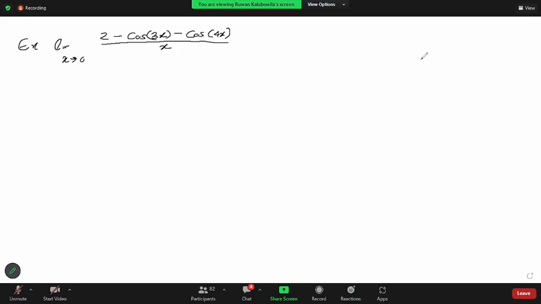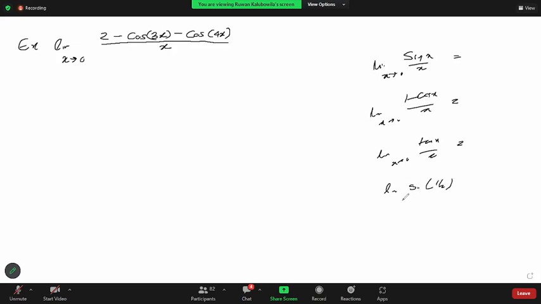These are the things we have already known. Sin x over x term is well known. Then we know 1 minus cos x over x, then we know tan x over x. And at last, we learned the limit of sine 1 over x. When x approaches 0, this one does not exist.